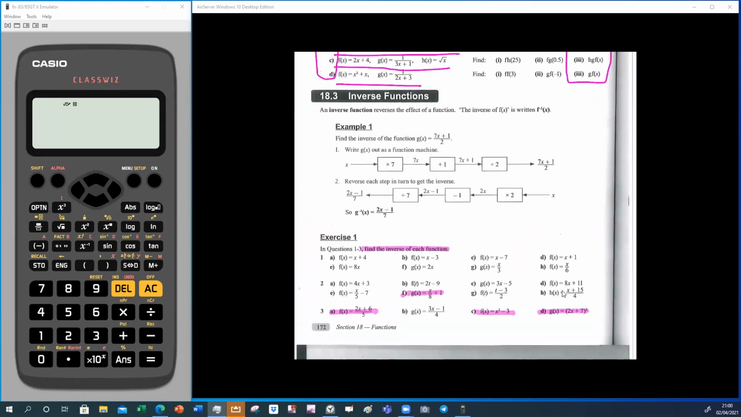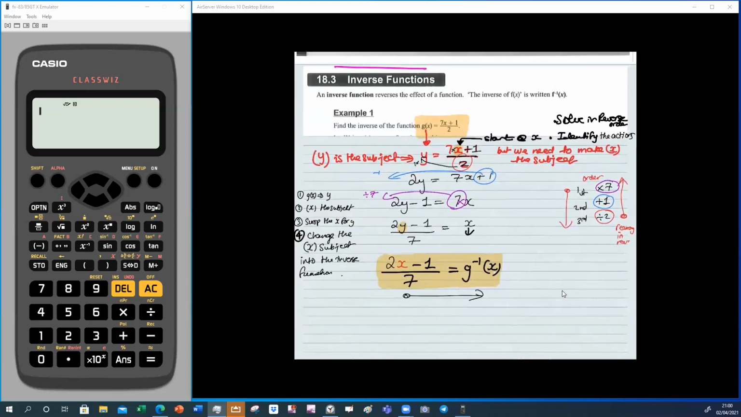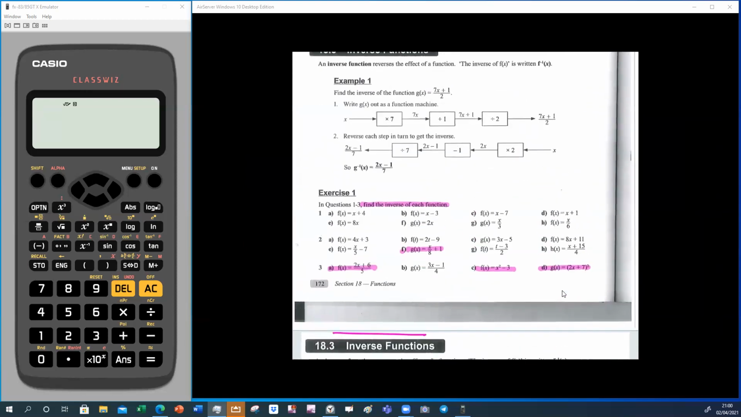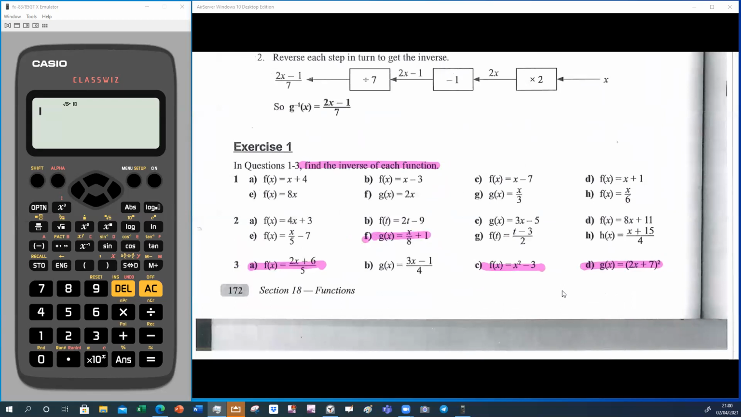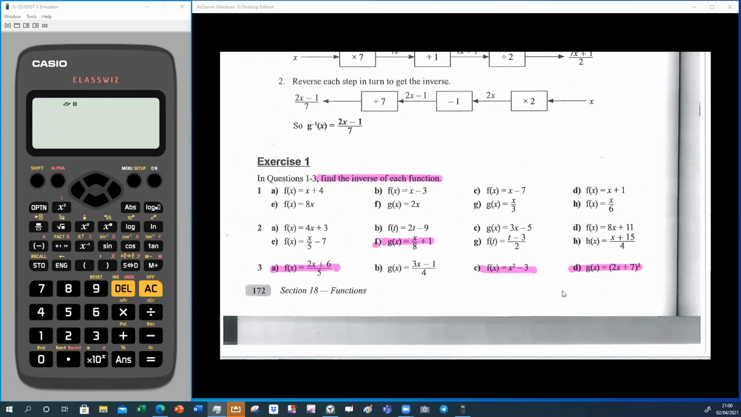Okay, so that's the one that was their example question, which ours matched their answer. Let's try to find something a little bit different. Right, let's pick another question.